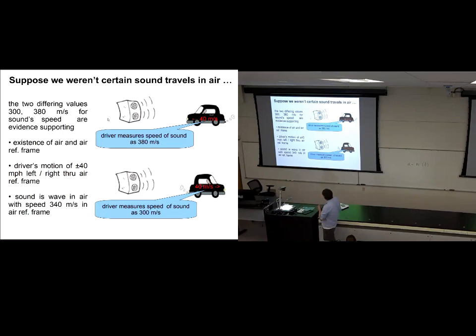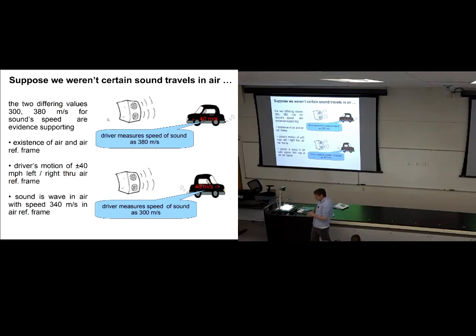You could infer that that's consistent with the existence of air, and that there's an air reference frame that the car is driving through. It would be consistent with your motion at 40, I put miles per hour here, it's 40 meters per second, sorry, through that reference frame to the left and right. And it would be consistent with the idea that sound is a wave in the air reference frame, and that if you move through that reference frame, you'll see a different speed.